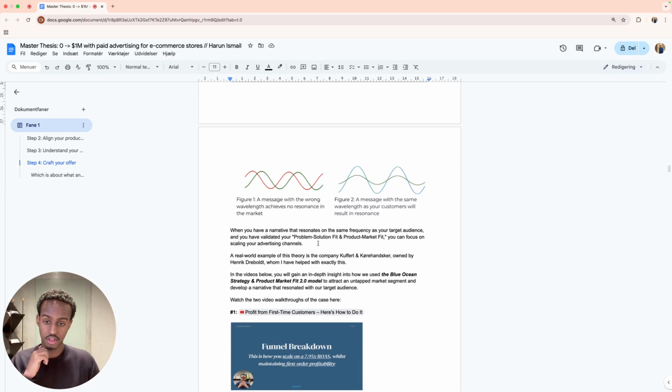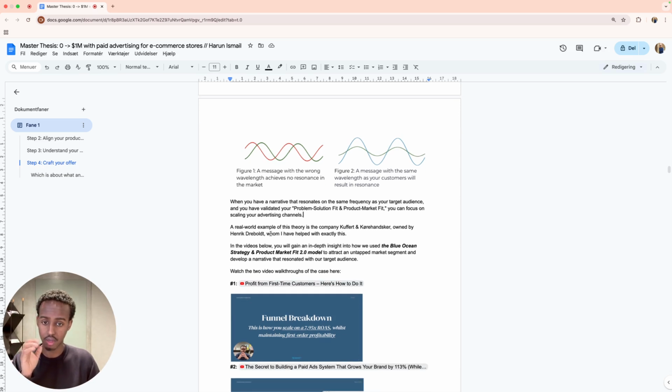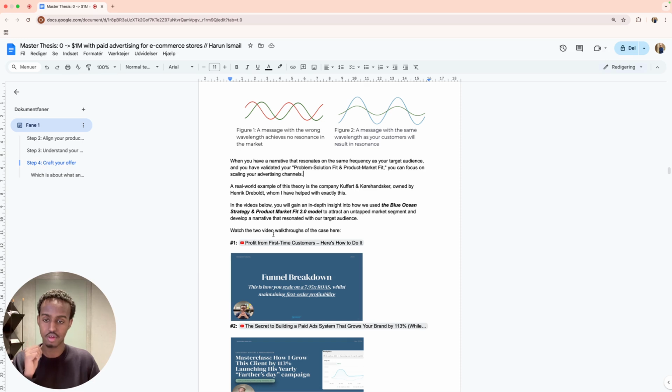When you have a narrative in your advertising that resonates on the same frequency as your target audience, and you have validated your problem solution fit and product market fit, you can focus on scaling your advertising efforts. A real life example of this theory is the company Kuffer, which is a Danish brand, a client of mine owned by a Danish entrepreneur called Henrik Drebold, whom I help with exactly this process.